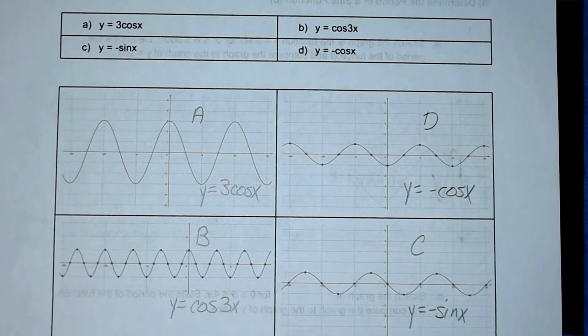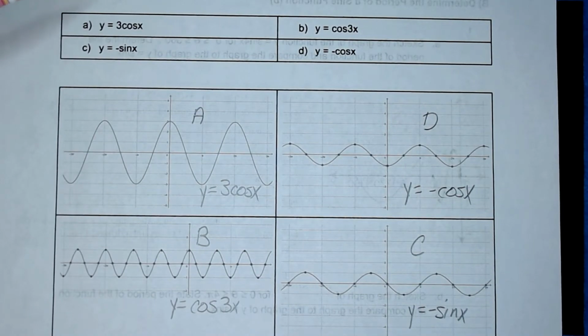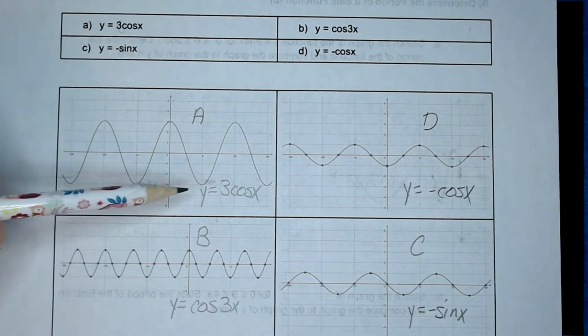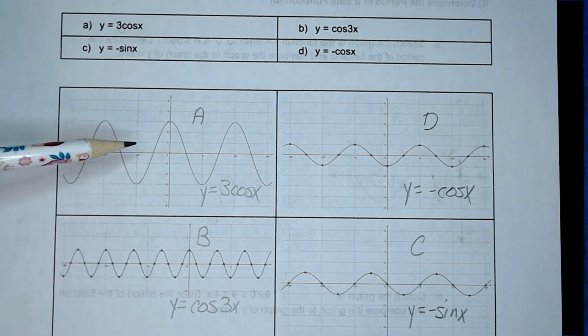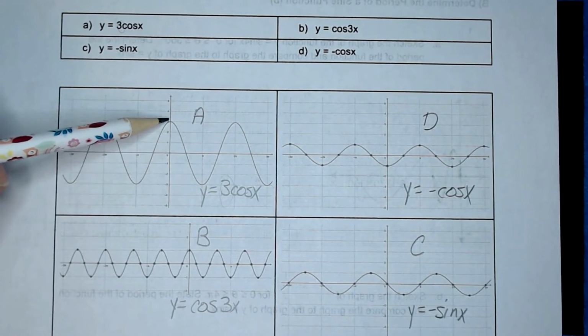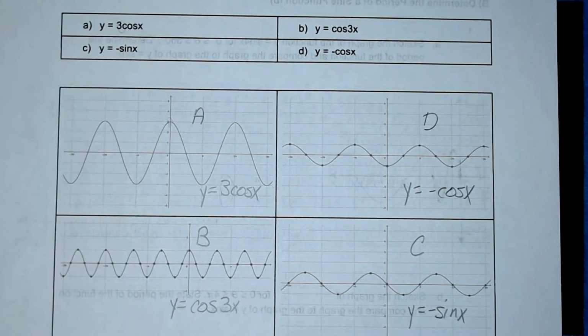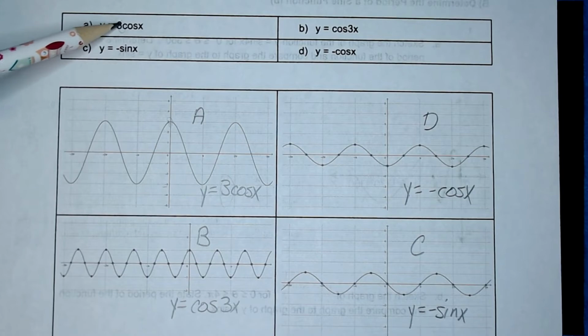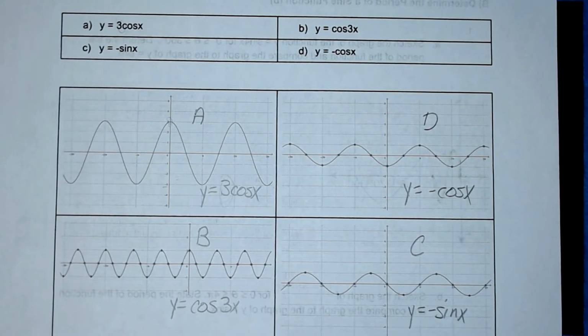Example 3, I've provided the correct answers here. You can just look at the characteristics that are provided for the graph. So here in A, 3 represents a vertical stretch of 3 units. Notice that it goes up to +3, and it's the only graph that hits +3. So that's a good hint to you that A is corresponding to that graph right there.